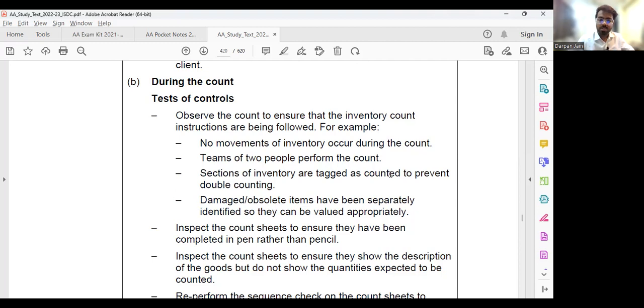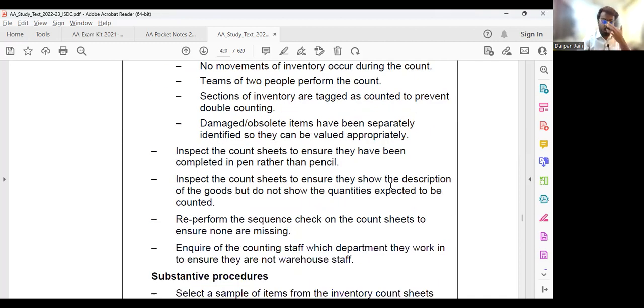Next, inspect the count sheets to ensure the description of the goods is there, but the quantities are not there. The quantities should not be mentioned. The quantities are to be written by the person who is filling up that sheet. In the printed sheet, only the description should be given, not the quantities. Next, re-perform a sequence check to ensure that none of the count sheets are missing. See whether all the count sheets are present.